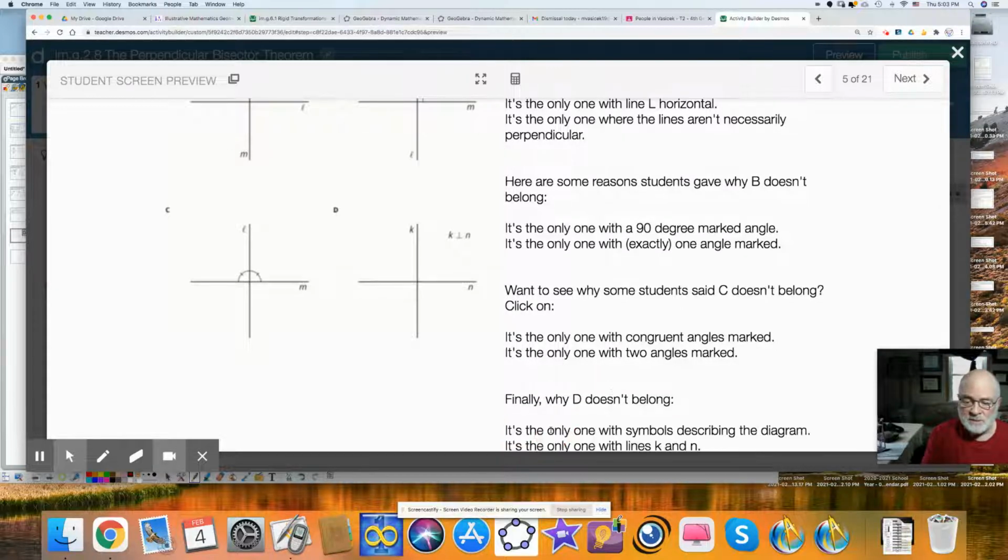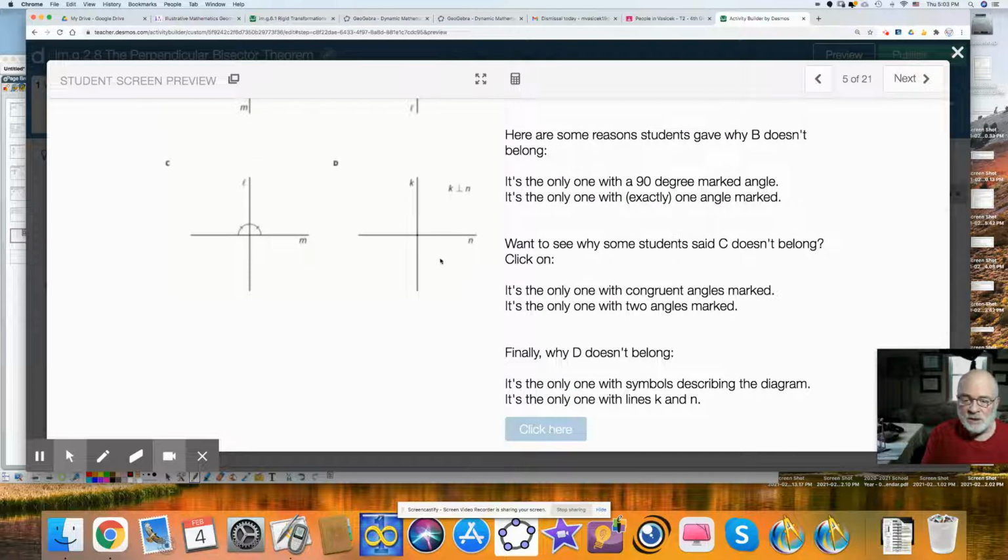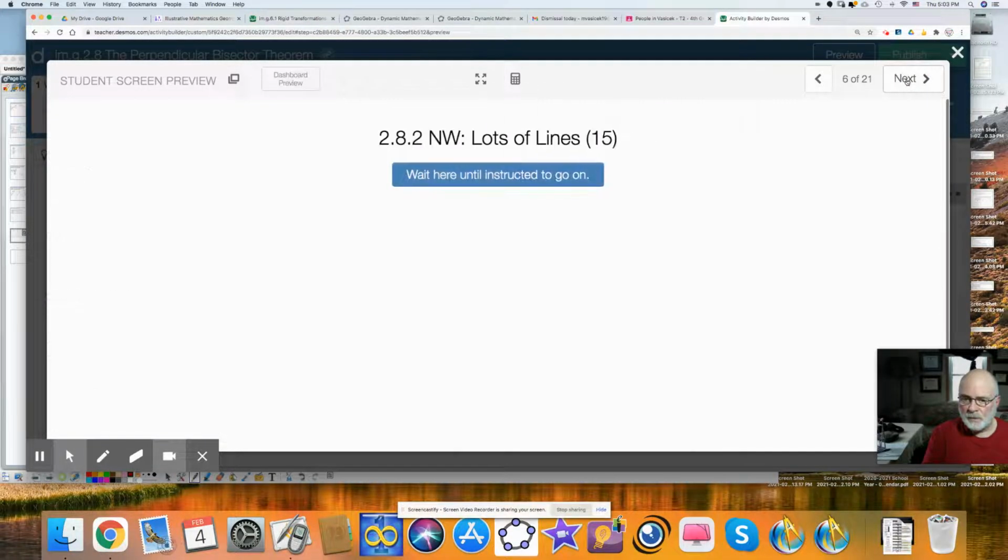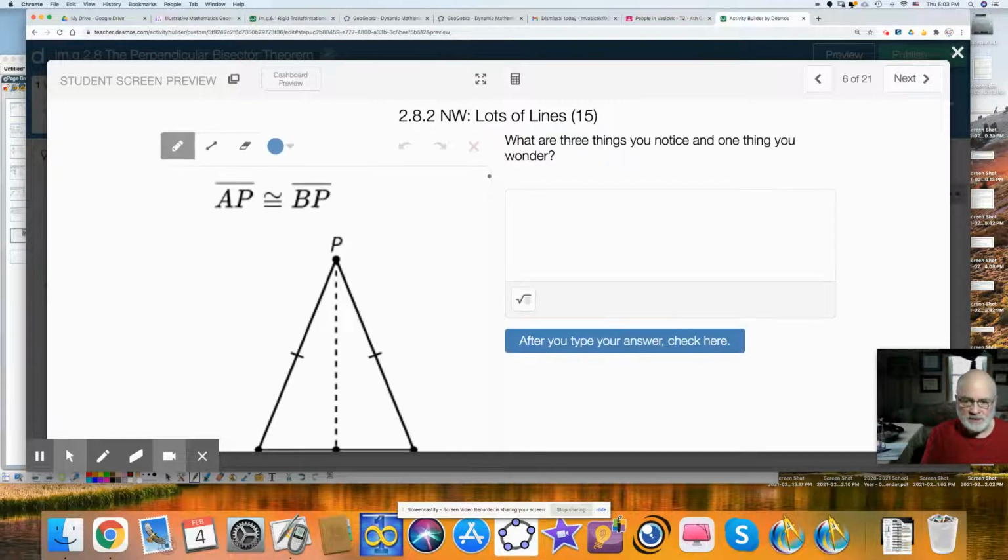Finally, why doesn't D belong? D doesn't belong because it's the only one with symbols describing the diagram. And it's the only one with lines K and L. We draw figures, we mark the drawings, we write symbols, and this is the one with the symbols that are written. Okay? The second activity was called Lots of Lines.